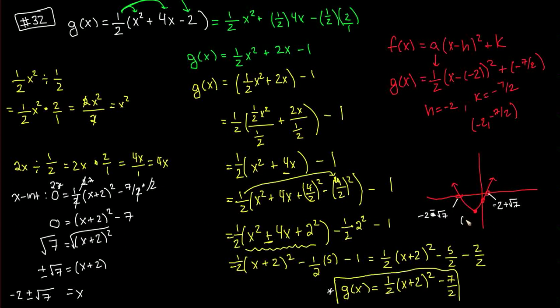And this would be our point. What's our vertex point? Yes, negative 2 comma negative 7 over 2. Alright. That's that. I hope that was helpful, and good luck solving those quadratic equations, finding the vertex and the intercepts, and plotting them.